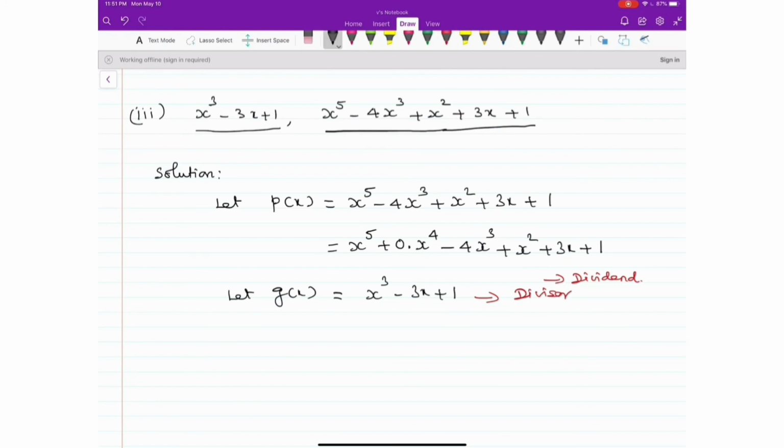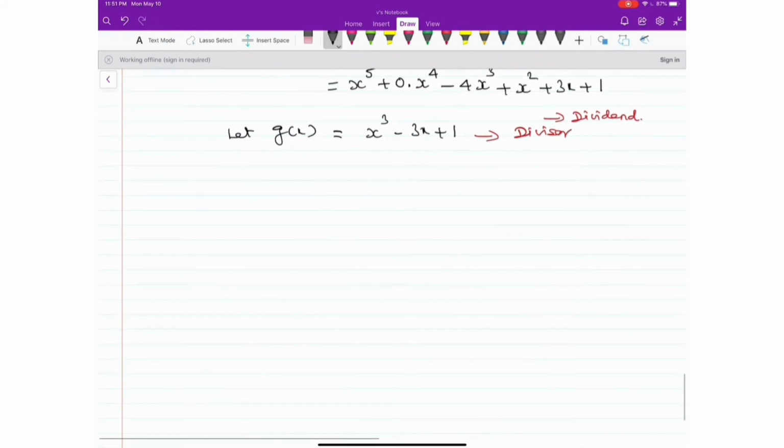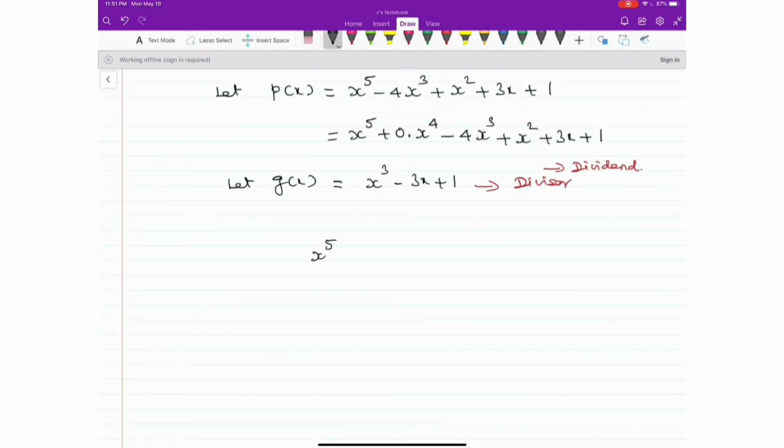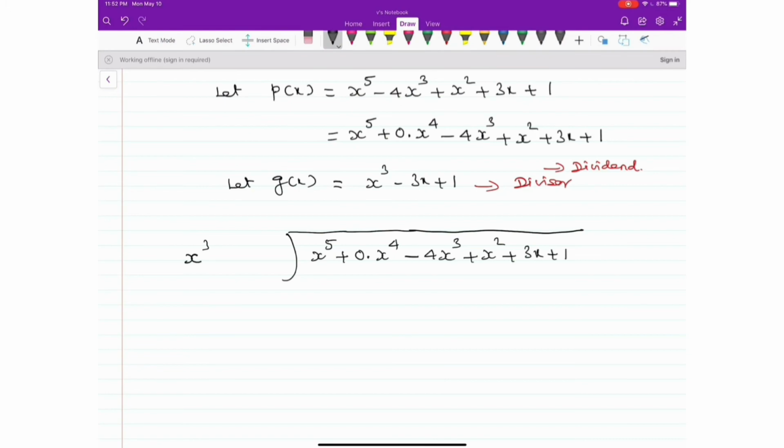Now let us divide p of x by g of x and see what will happen to the remainder. That is x power 5 plus 0 into x power 4 minus 4x cube plus x square plus 3x plus 1, we are going to divide this polynomial by x cube minus 3x plus 1. Usual procedure.